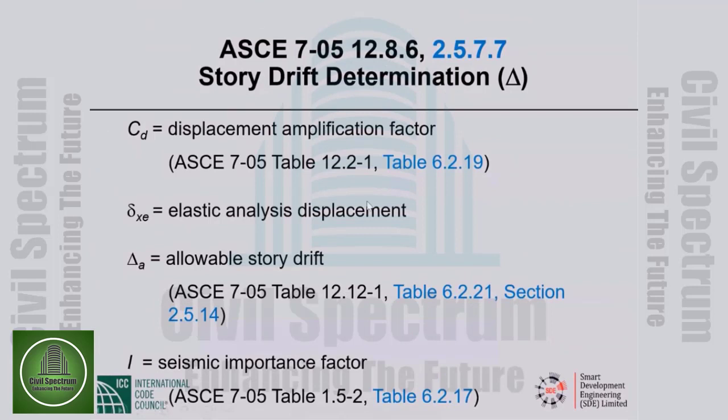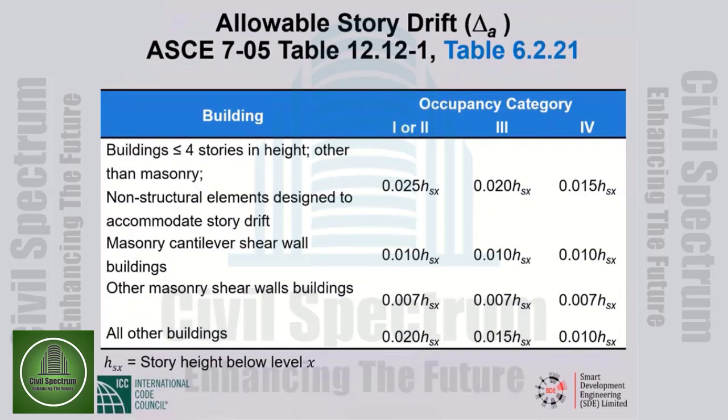The notation is explained on this page. I have given you ASCE 7 section number, table number, etc. And the same thing for BNBC section numbers. The table of allowable deflections is table 12.12-1 in ASCE 7-05, table 6.2.21 in BNBC 2020. Identical table, no change from ASCE 7 to BNBC.